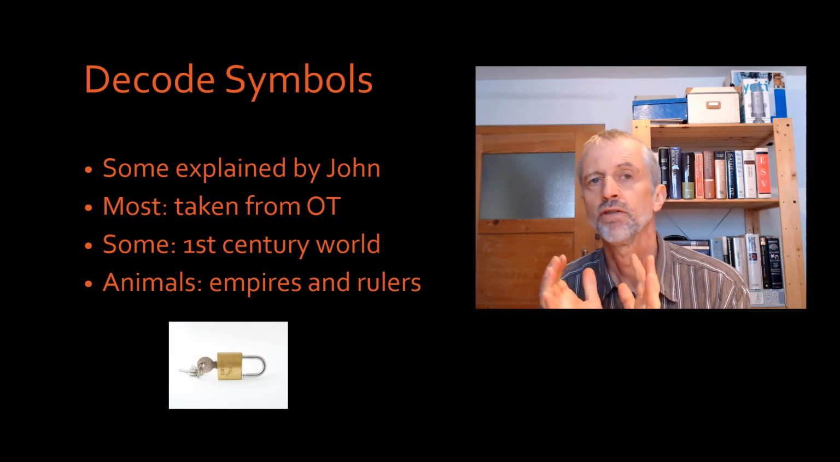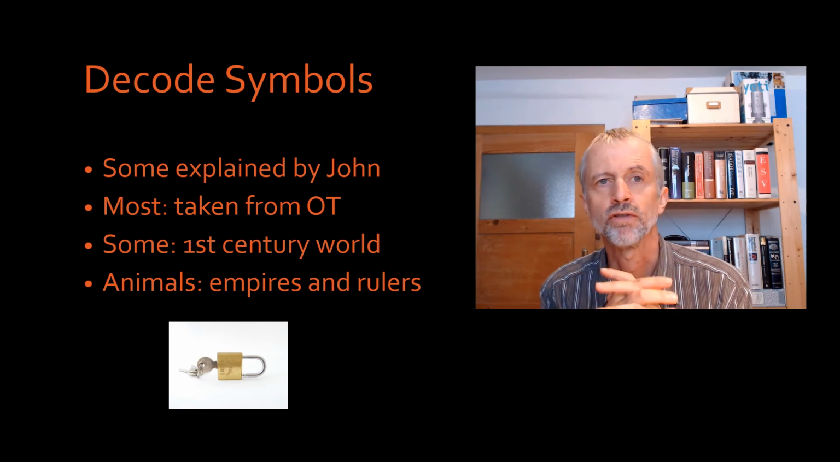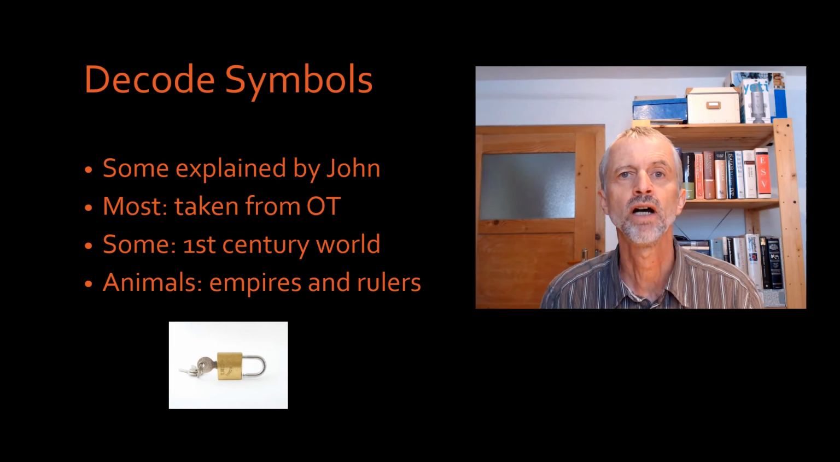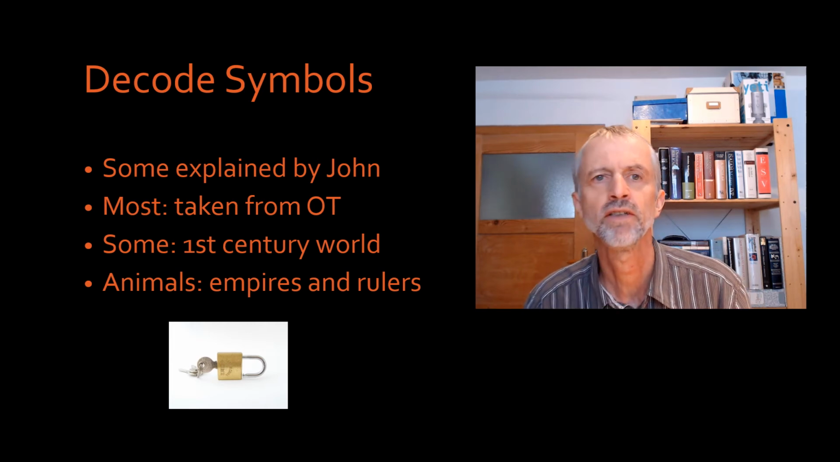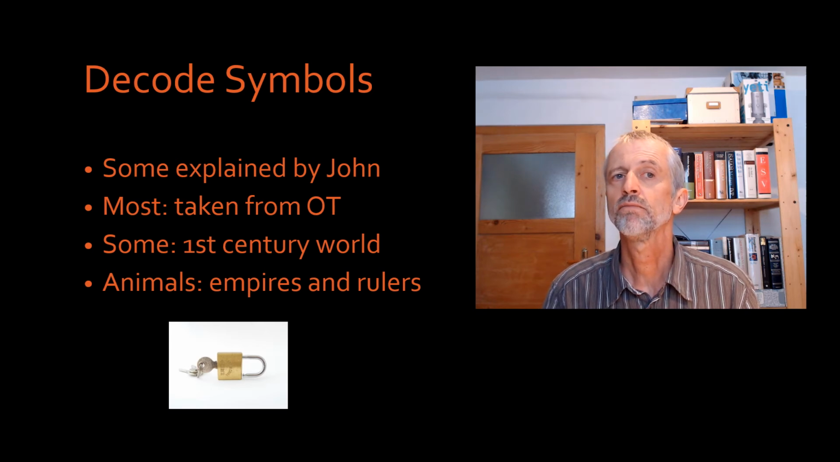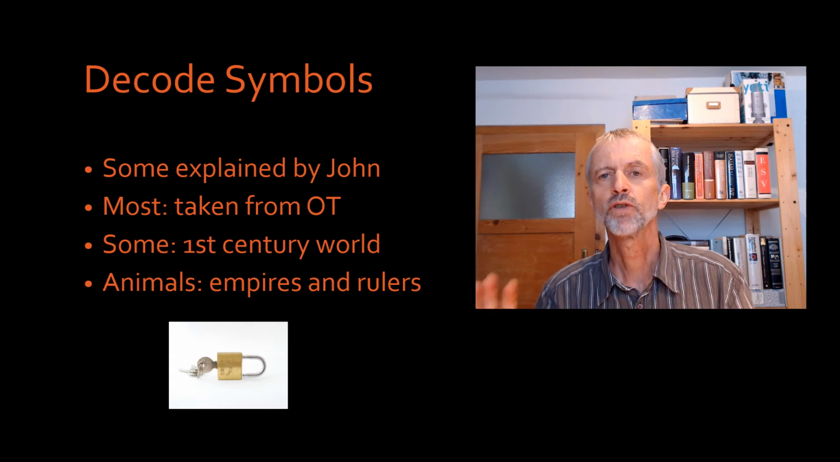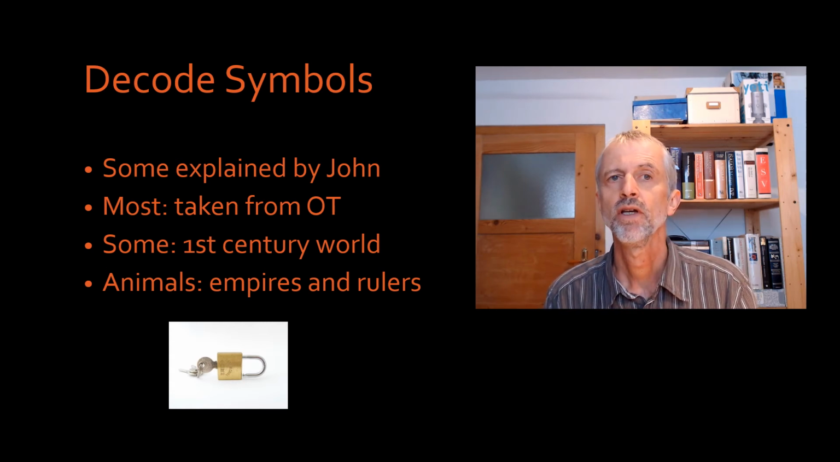For instance, the 7 lampstands in chapter 1. He tells us they are the 7 churches. And the 7 stars in the right hand of Jesus, they are the 7 angels of the churches. Now, what that means is less clear, but at least we know what those 7 stars stand for. The dragon is explained to us quite extensively, both in chapter 12 and in chapter 20. So for some symbols, John gives us the key right there in the book. For others, we have to turn to the Old Testament.